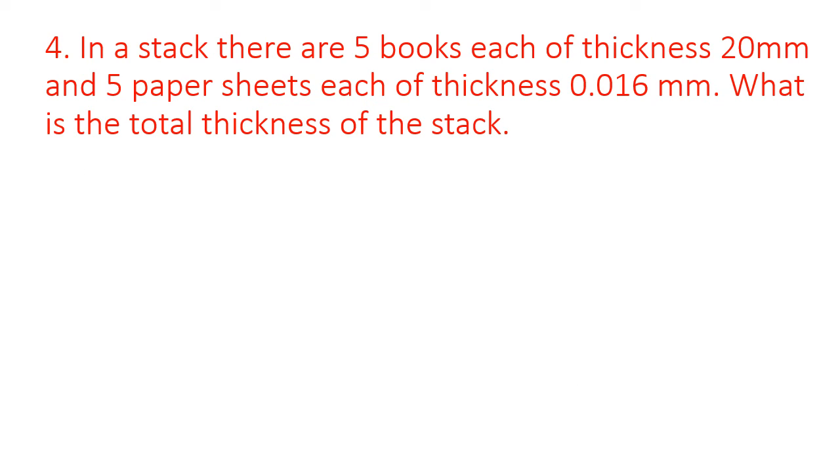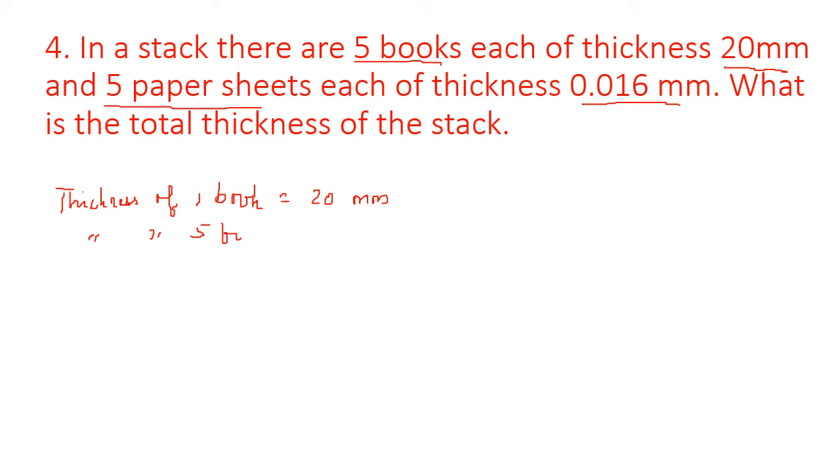Now you have only one question for the addition. In a stack there are 5 books whose thickness is 20 millimeter each and 5 paper sheets, each of thickness 0.016 millimeter. So the thickness of one book is 20 mm. So the thickness of 5 books is equal to 20 into 5, or 100 mm.